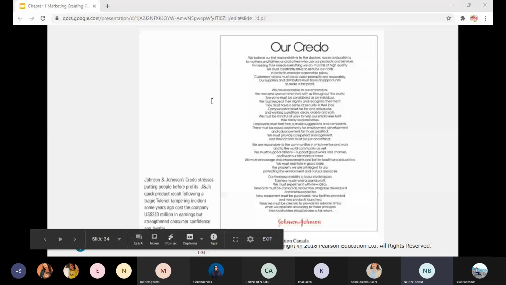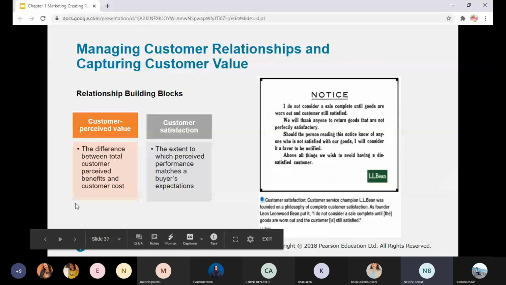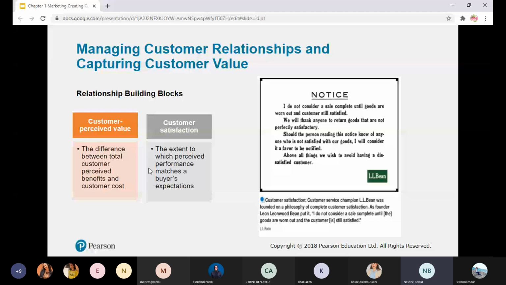So here we have the customer perceived value and the customer satisfaction. The customer perceived value is the difference between total customer perceived benefits and customer cost. And the customer satisfaction is the extent to which perceived performance matches a buyer's expectations. Okay?